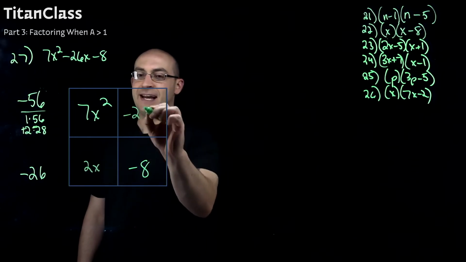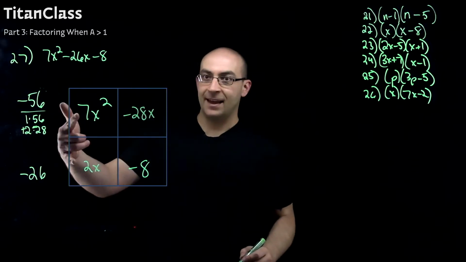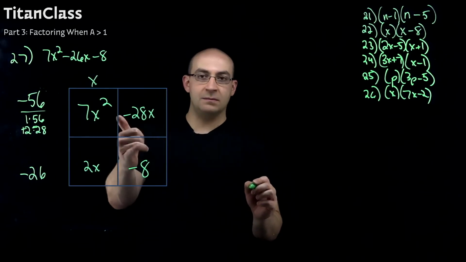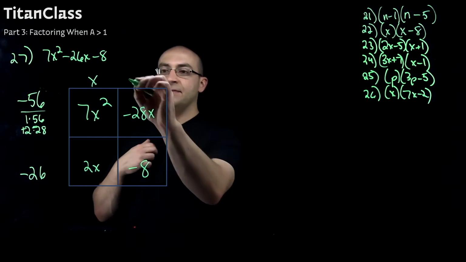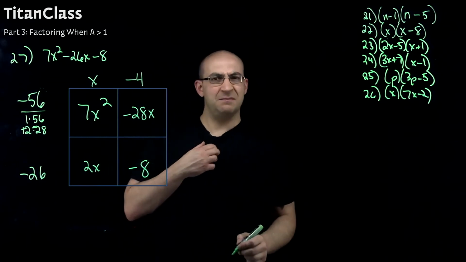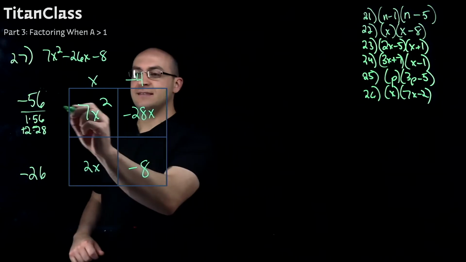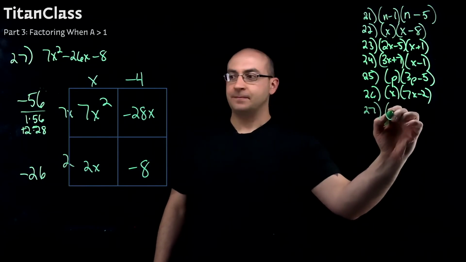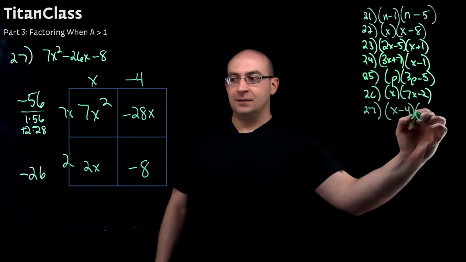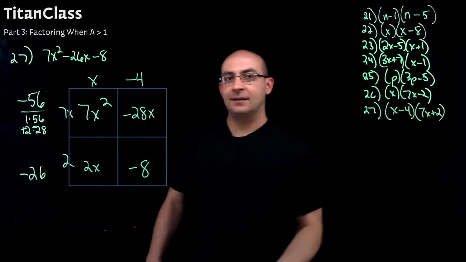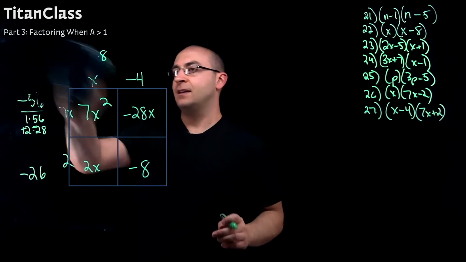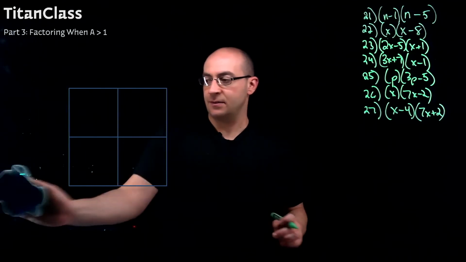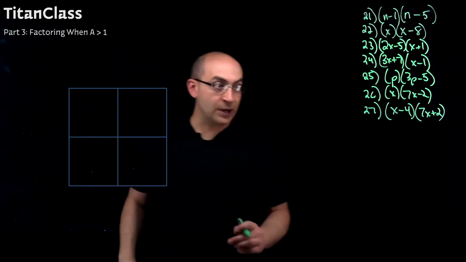2x and negative 28x. Okay. X comes out. 8 won't come out of negative 28, but 4 will. All right, so negative 4. Is that right? Hopefully that's right. 7x, 2. All right. Once you get in the flow of factoring, a lot of this stuff is going to become second nature to you. Be quicker to think about them.